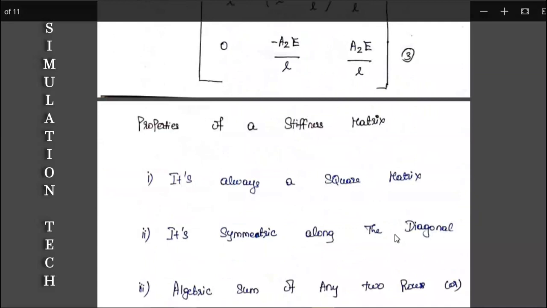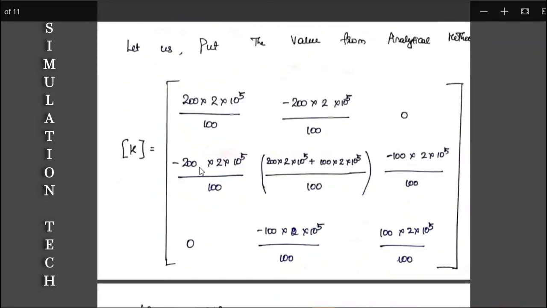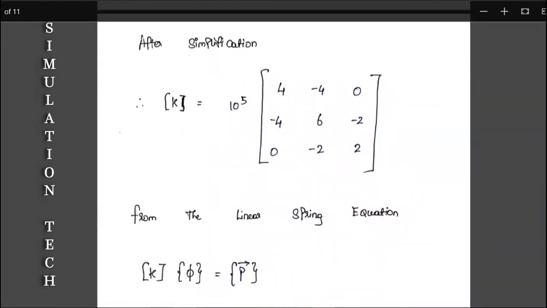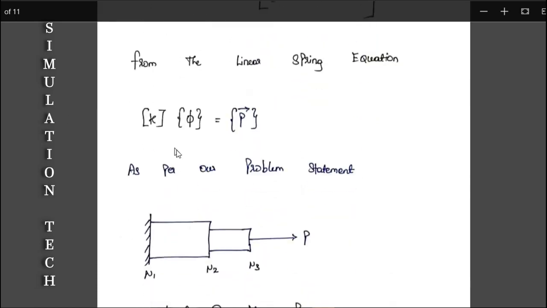So let us get into that. Let us put the value from the algebraic method. Just fill up that value. After simplification you will get a value. So K matrix is equal to 10 to the power of 5, taking 10 to the power of 5 as a common factor, and 4, minus 4, 0, something, we have those values. Again we have written the linear spring equation over here: K into phi is equal to P vector. Actually we had a vector symbol over here also, which is missed, so I just draw it. Here we also have a vector symbol, right?